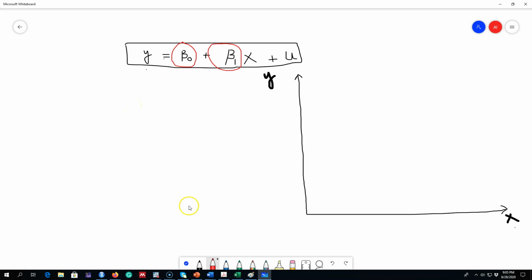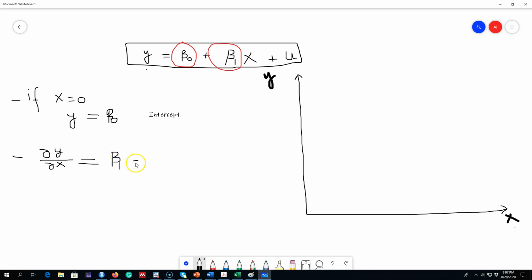So the first thing we need to know is what will be the value of this equation if x is 0. If x is 0, the value of y will be equal to beta 0. This is why we call this parameter an intercept. The second is, if we take the derivative of this whole equation, we want to know what is the change in y if x changes by 1 unit, beta 1. This is why this is called the slope parameter. Okay, so I'm going to show you both of these parameters on this graph.